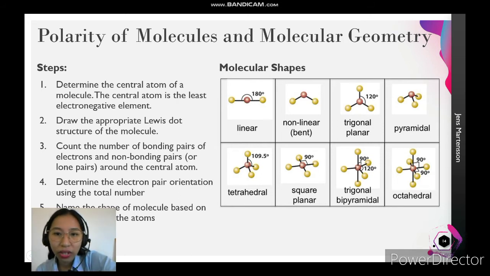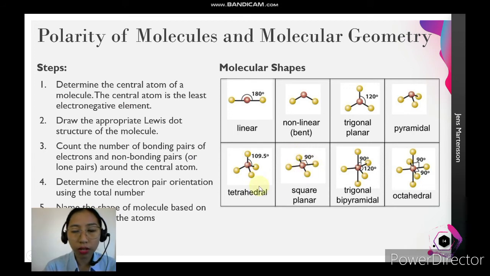For tetrahedral, you're going to have, usually, 4 bonded pairs. For square planar, you also have 4 bonded pairs. So what you can see is the same as tetrahedral, no? But for square planar, there is no atom that is repulsive to other atoms. That is why its shape is planar.